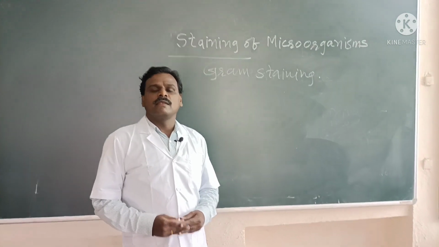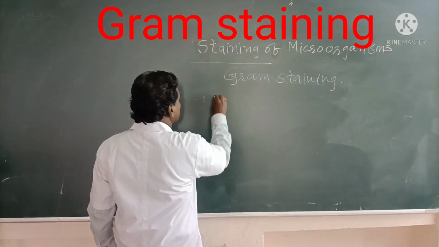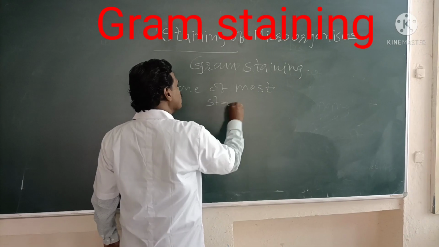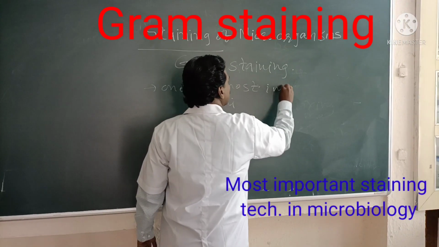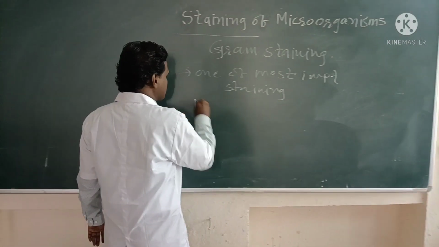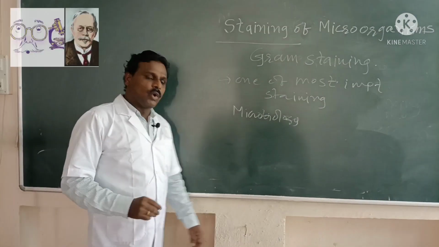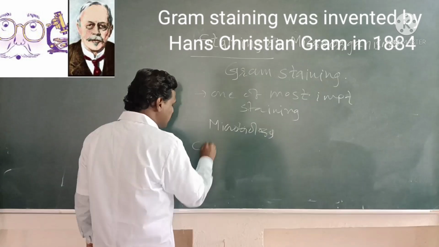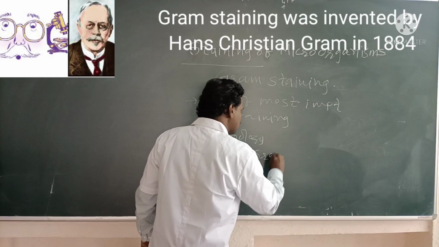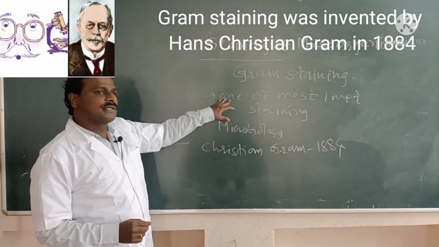So friends, now we are going to talk about the gram staining procedure. Gram staining is one of the most important staining procedures used in the microbiology laboratory. It was invented by the scientist Christian Gram in the year 1884.